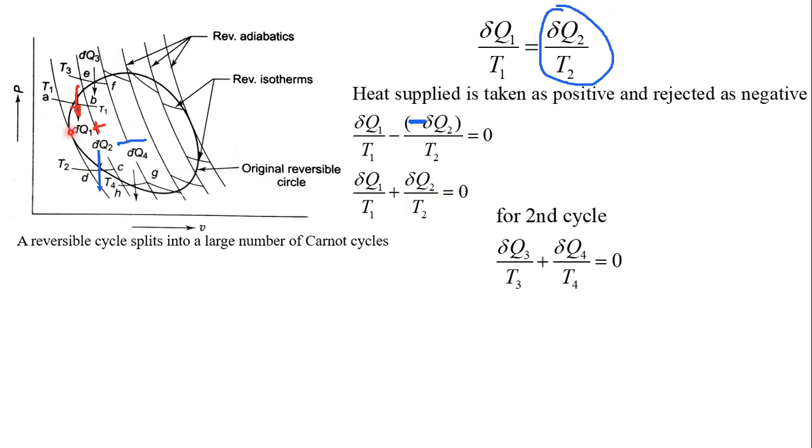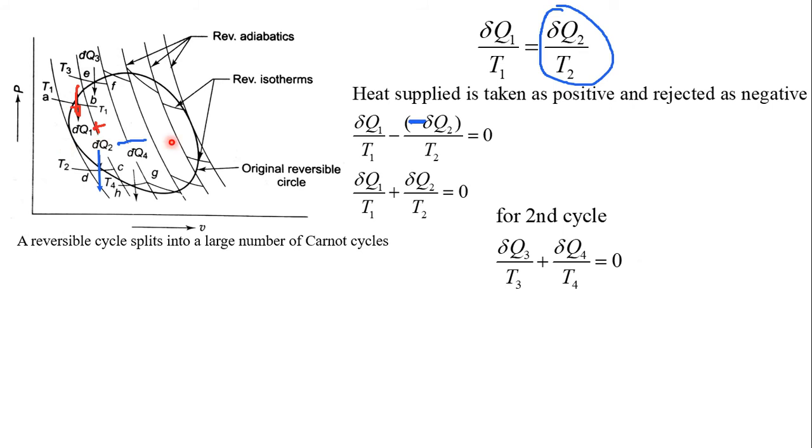Now this is for which cycle? A, B, C, D. This is the first Carnot cycle. Similarly, there will be a second Carnot cycle. What is that? E, F, G, H. For the second Carnot cycle, heat addition is delta Q3 and heat rejection is delta Q4. So similarly for the second cycle, comparing with this equation, what you can write? Delta Q3 by T3 plus delta Q4 by T4 is equal to 0.